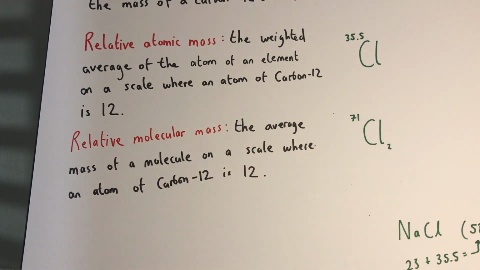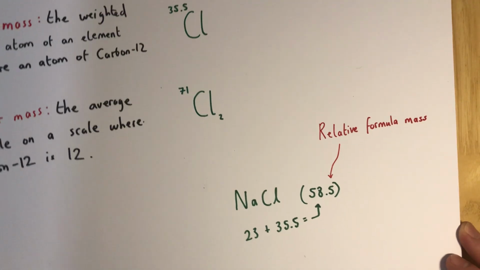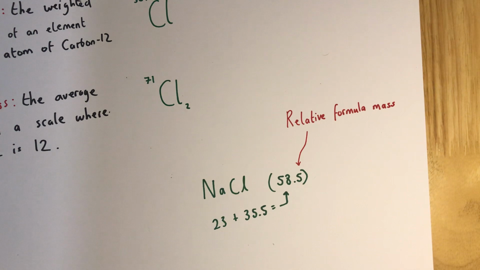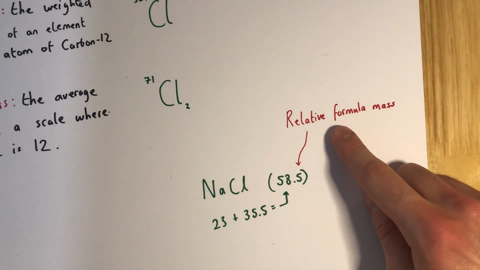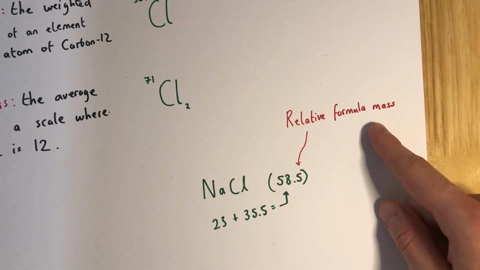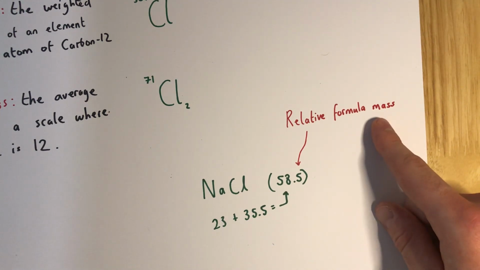Now, we have a term, relative molecular mass. We also have a very similar term: relative formula mass. It means the same thing, but for different types of substances. This would be for giant ionic substances, essentially ionic substances, or for giant covalent substances. Then we can use this term. But it's done the same way.